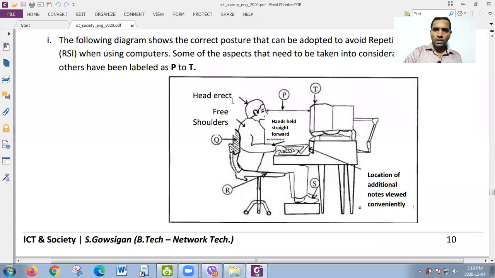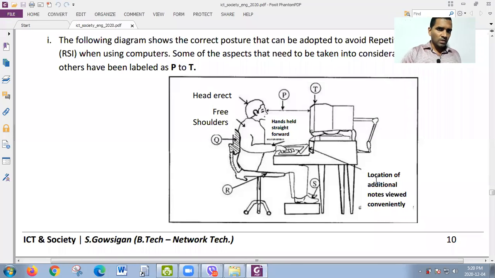Look here, head erect, that is there, because your head should be straight, right? You cannot bend your head, it must be straight, so it is erect. Free shoulders, right? Your shoulder must be relaxed. So that is also one point to be considered. Yes, that has been written. Look, here, hands held straight forward, which means your elbow should be straight or should be parallel. That is also written. Even look at them.